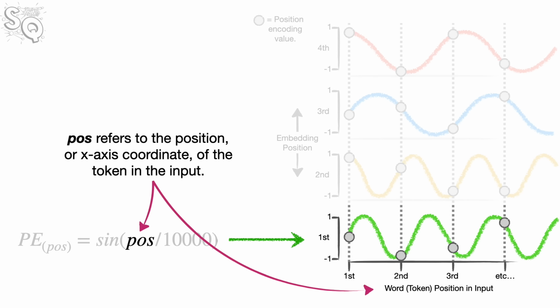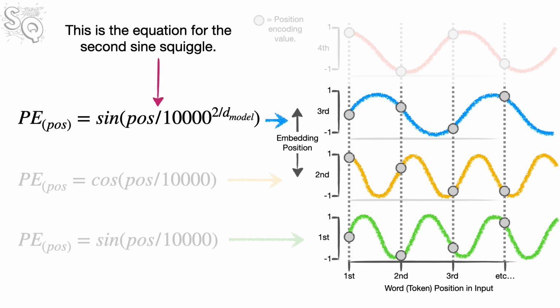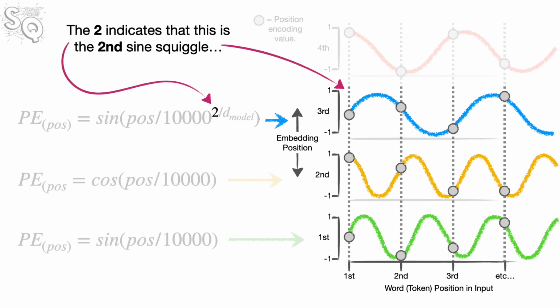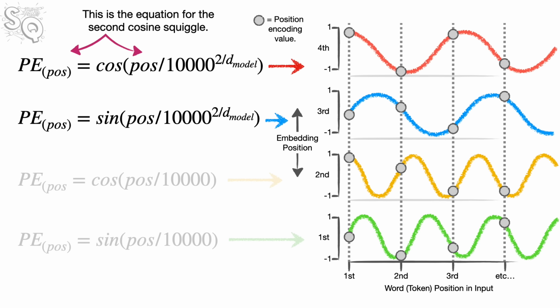Pos refers to the position or x-axis coordinate of the token in the input. This is the equation for the first cosine squiggle. This is the equation for the second sine squiggle. The 2 indicates that this is the second sine squiggle. And d model refers to the number of values we are using per token. This is the equation for the second cosine squiggle.